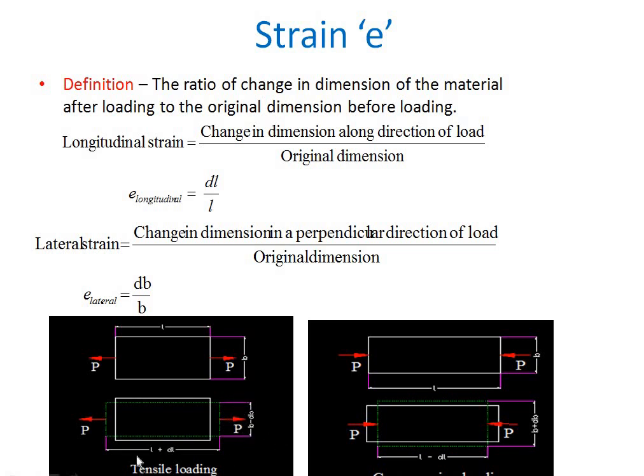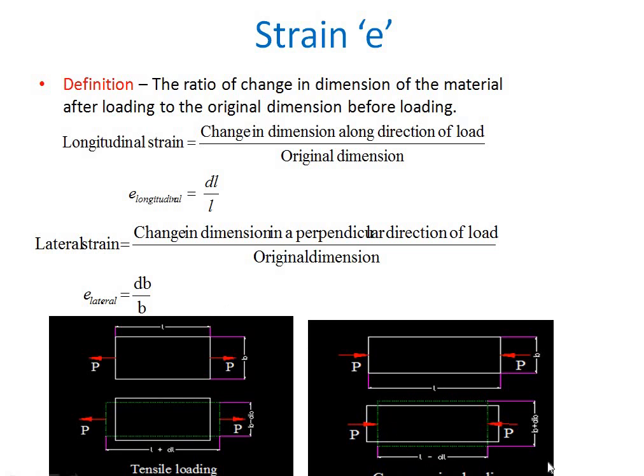So along the longitudinal direction, the direction of loading, the length has increased by dl, and in the lateral direction the width has reduced by dB. The dl by L, that is change in length by the original length, along the direction of loading, we call it longitudinal strain. Strain is normally denoted by the letter e. So we write e longitudinal is equal to dl by L.